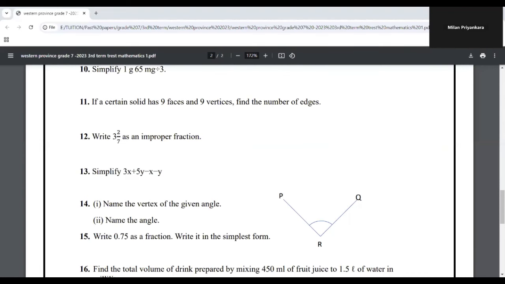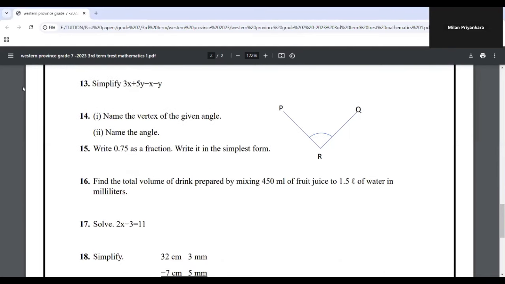And let's go to this simplification. In this case, you can have 3x and the minus x, you can simplify those two together, and you have 5y and minus y, you can simplify these two together, right? And then you can get the answer. This is very simple. 3x minus x means 2x, and 5y minus y is 4y, so plus 4y, right? Okay, this is very simple, right?